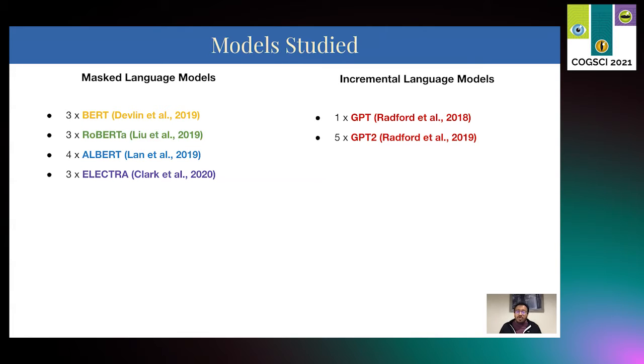But as a baseline, we also include a 5-gram language model that is trained on Wikipedia to investigate typicality effects that are attributed to simpler statistical learners as opposed to these more distributed representations that arise in these neural network-based language models.